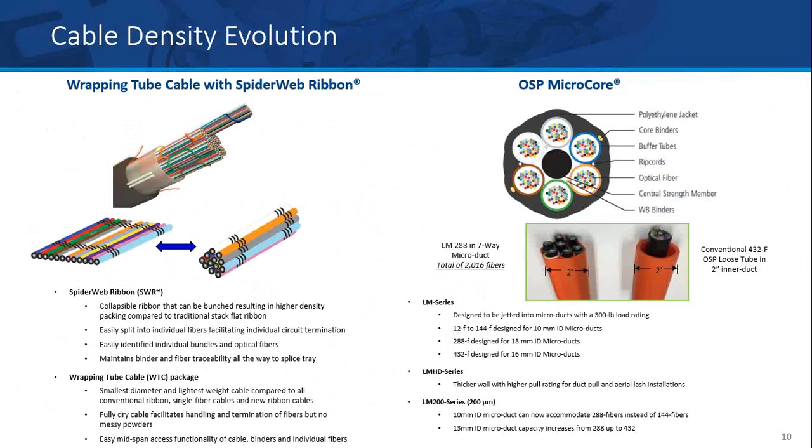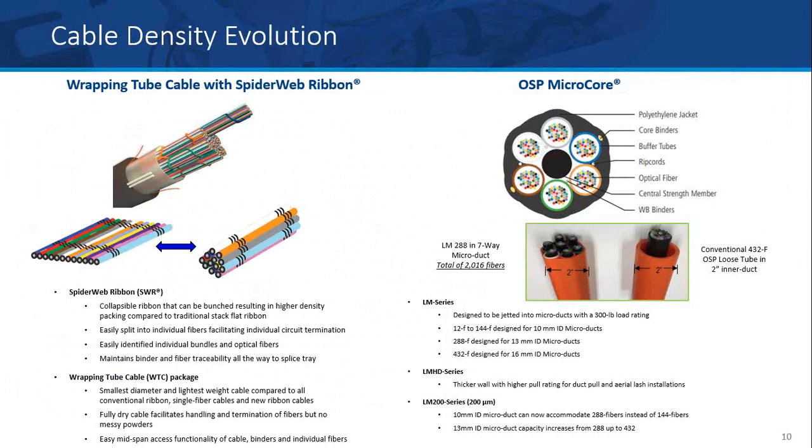LMHD was an extension of the LM series microcore. We went to a thicker jacket with some additional mid strength members in there. We basically treat it just like a standard loose tube cable. So it's up to a 600-pound pull rating, just like most conventional outside plant cables today, and also has a thicker jacket that allows you to lash it aerially. So it's really a do-it-all type of cable.